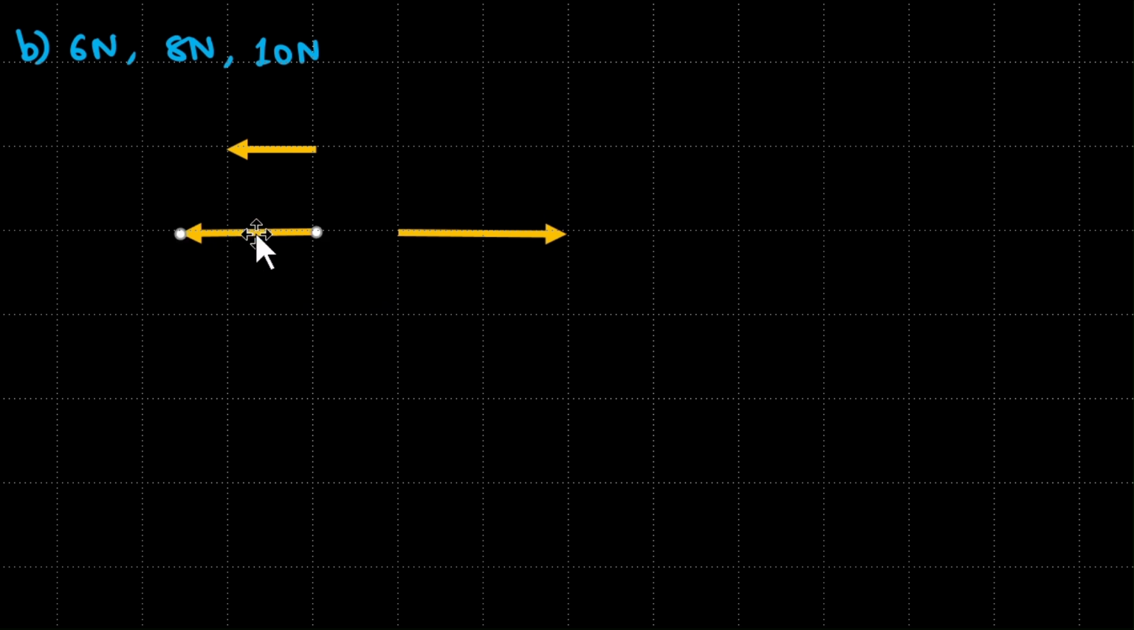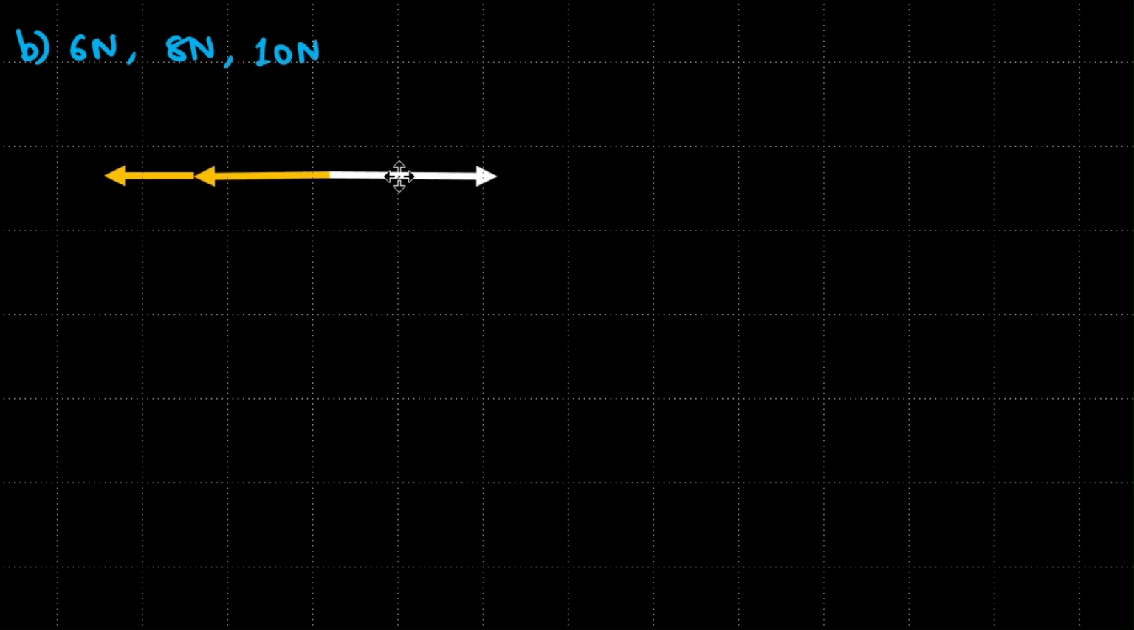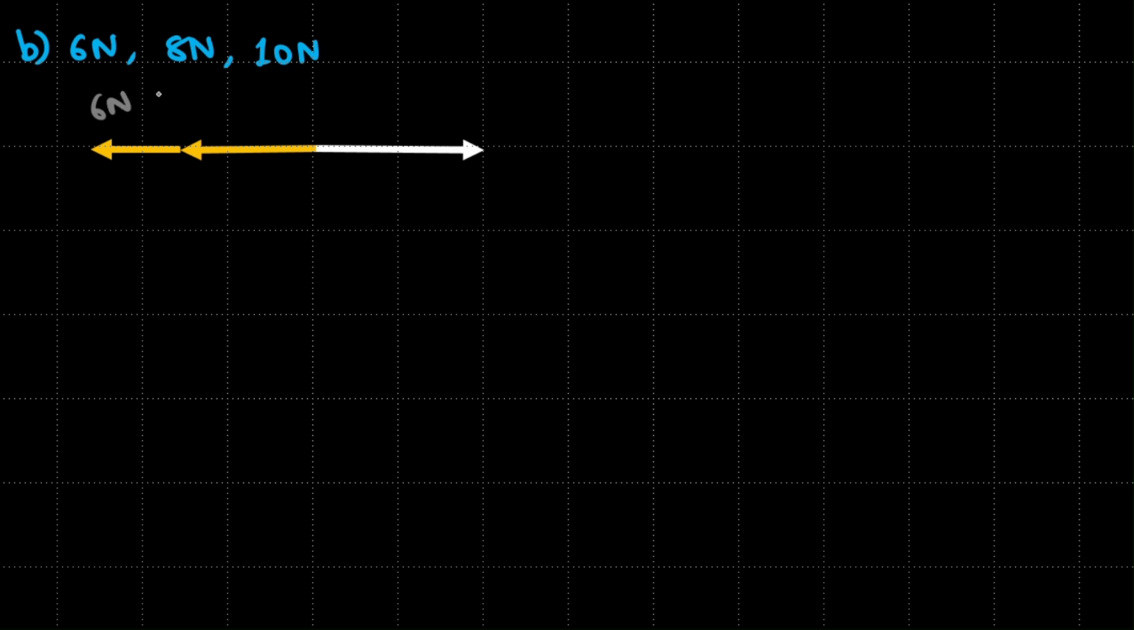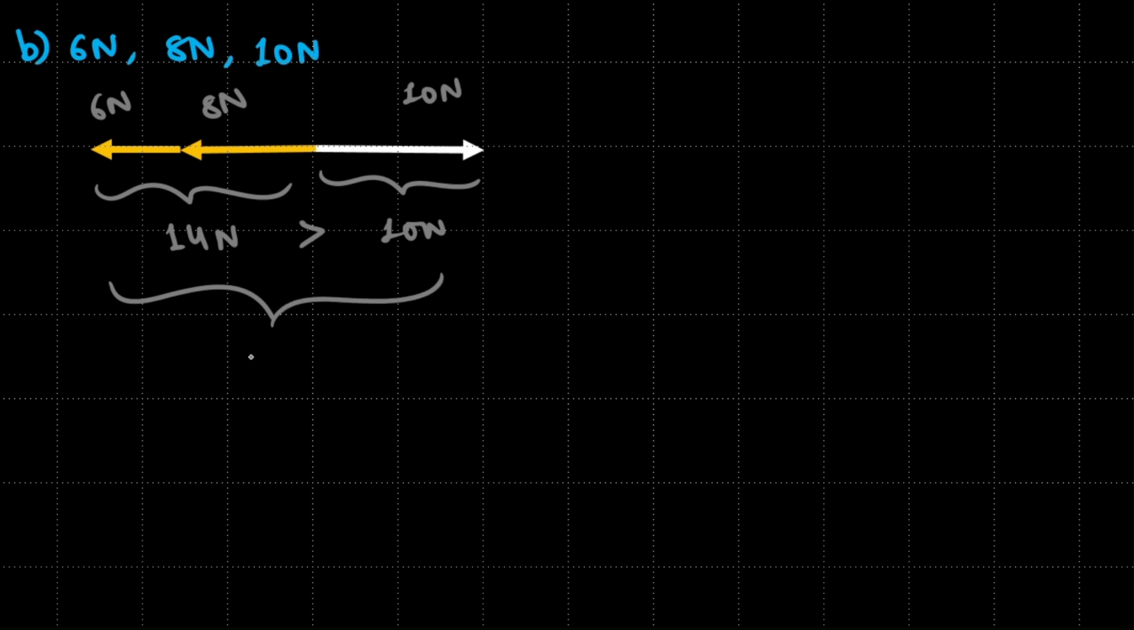Now let's look at these two vectors. Let's make this one white so that we know which we are trying to cancel. If we add them in the same direction, so let's move this over here, this is 6 newtons, this is 8 newtons, and this is 10 newtons. This portion is 10 newtons, and this portion is 6 plus 8, which is 14 newtons. This force is greater than that force, so the net resultant becomes 4 newtons in this direction, but we don't care about the direction right now, we are only looking at the magnitude.